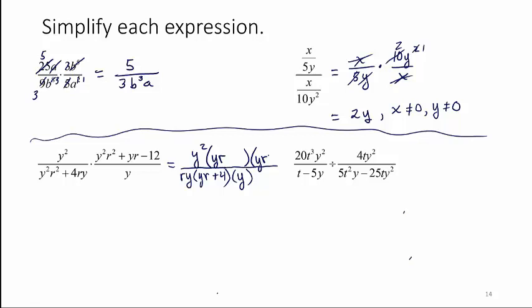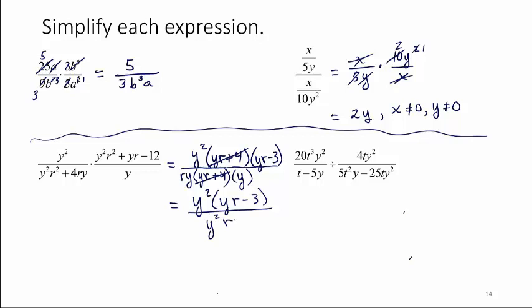So factors of negative 12 that add to 1, and I would say positive 4 and negative 3. Does that work? So in the middle, I'm going to have negative 3yr plus 4yr, which is yr, okay? You can FOIL that out if it helps you, but that's essentially what we have. So yr plus 4 goes away, doesn't it? Yeah? And so we're left with y squared times yr minus 3 divided by y squared r, right?